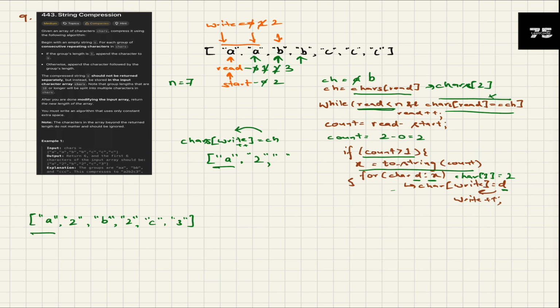So whenever I'm starting a new loop, I am gonna set my start equal to the read. So again, my read is pointing at 3, my read is less than n. Yes, it is.